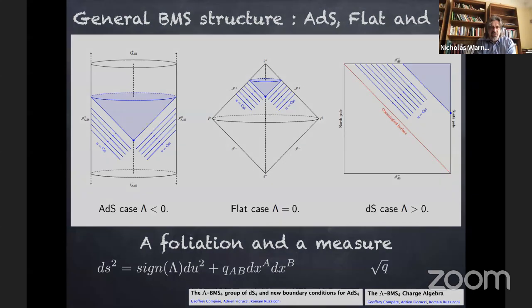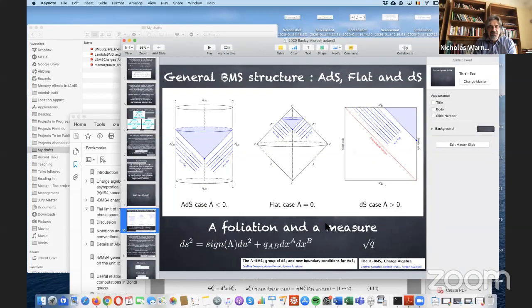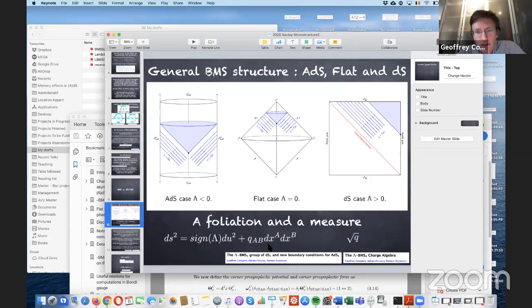So this would be some kind of response function you could measure. Is that what you're telling me? So yeah, the associated lambda-BMS charges in this case are just part of the stress energy tensor that obeys an evolution equation.